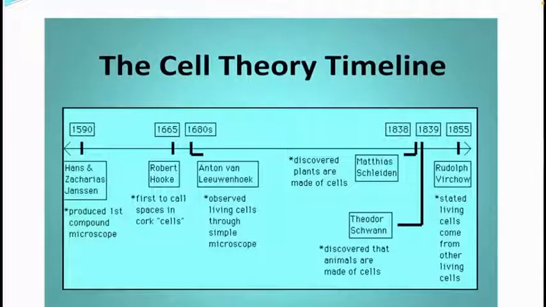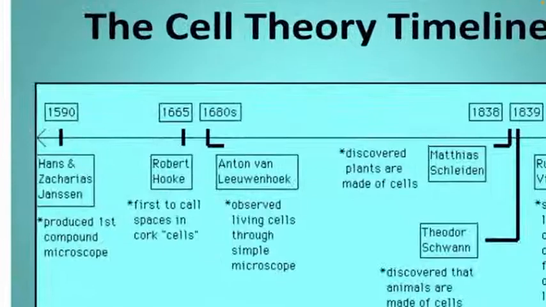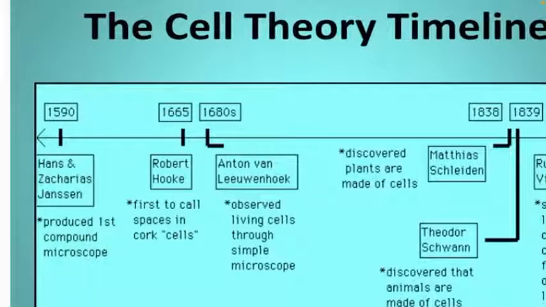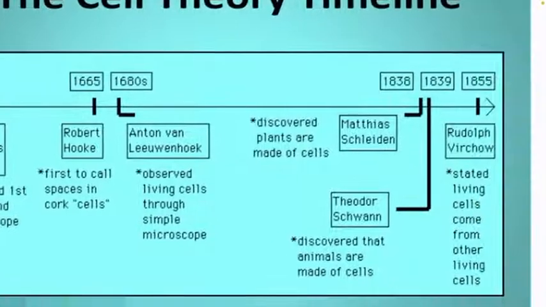Okay. We can see their discoveries in this cell theory timeline. You can see at different times, different scientists have concluded their concepts. For example, in 1590, H. Z. Janssen produced the first compound microscope to see the cell. Then in 1665, Robert Hooke was the first to call spaces in cork cells like these.